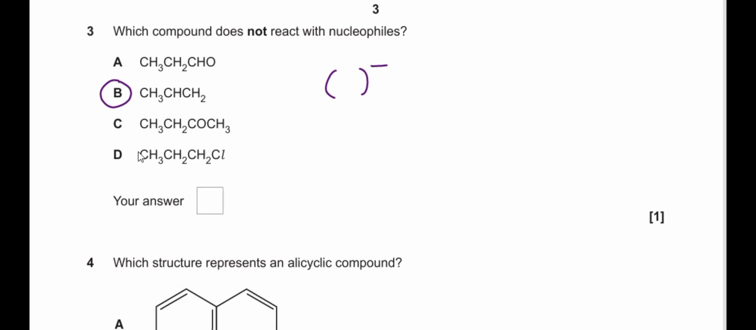Let's look at C and D as well. C, CH3CH2COCH3. It's a ketone, and a ketone can be reduced to a secondary alcohol. So this will react, this will react. Let's look at D. It is a haloalkane. A haloalkane will also react with nucleophiles. Therefore, this is also out. So we have got B.